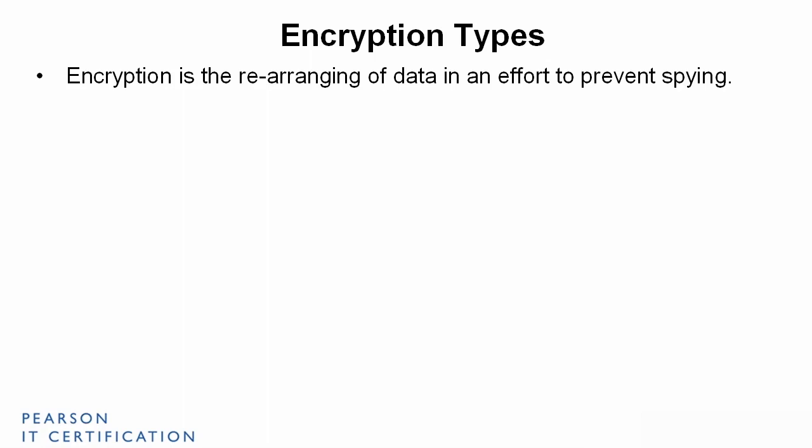For example, in Windows, you can encrypt files with EFS, the Encrypting File System. And when you do that, they show as green in Windows Explorer or File Explorer. You can also use BitLocker to encrypt entire hard drives. You could use third-party programs like WinZip to encrypt and compress files. But we're more interested right now in wireless encryption.